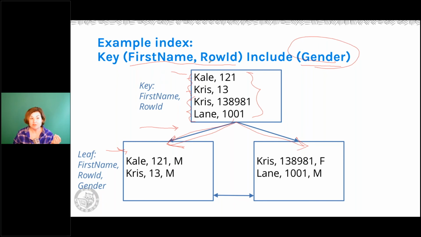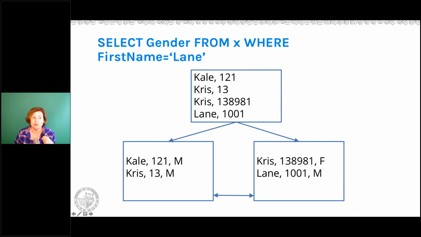We have 2 key columns here, first name and row ID. Row ID is on here, but everything is sorted primarily by first name. If we were to have duplicate first names, it would be sorted then by row ID, but we don't have duplicates, so that secondary key column doesn't really play much into the ordering here at all. So let's say we want to run a query and our table is just named X, charmingly named. We want to return the gender where the first name is Lane.